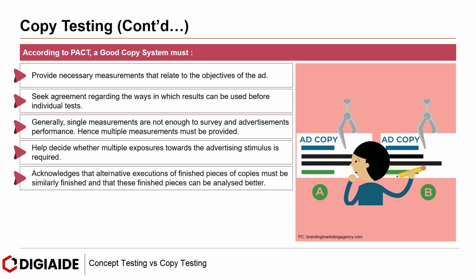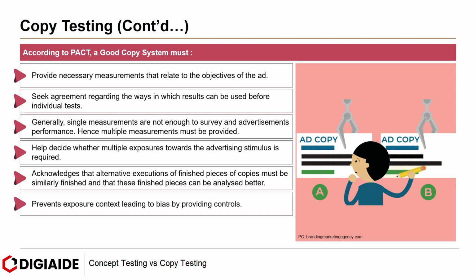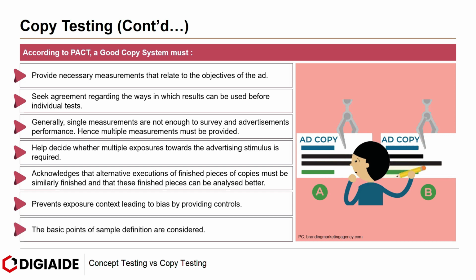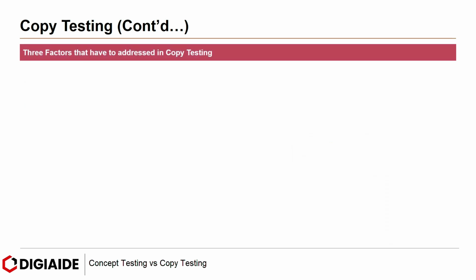Then, acknowledge that alternative executions of finished pieces of copy must be similarly finished, so that these finished pieces can be analyzed better. Next, prevent exposure context leading to bias by providing controls. And finally, the basic points of sample definition are considered. Moving on, three factors have to be addressed in copy testing.